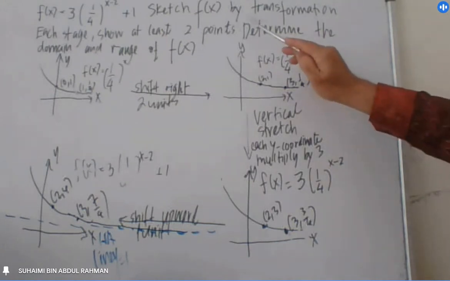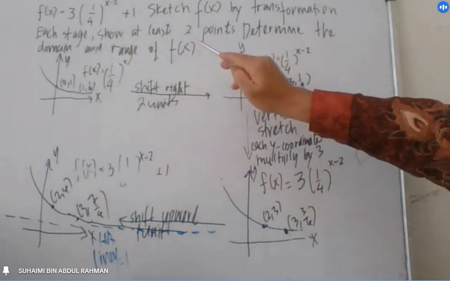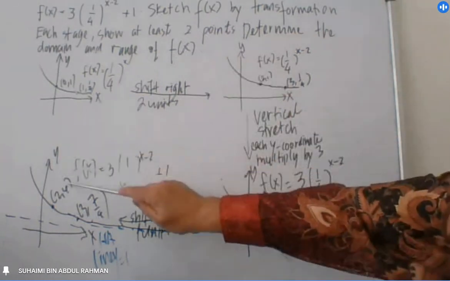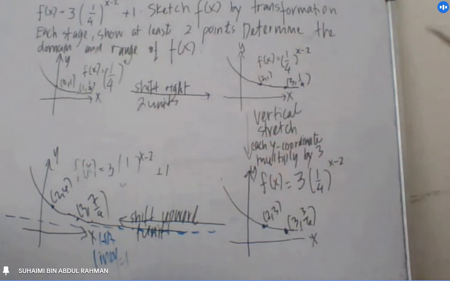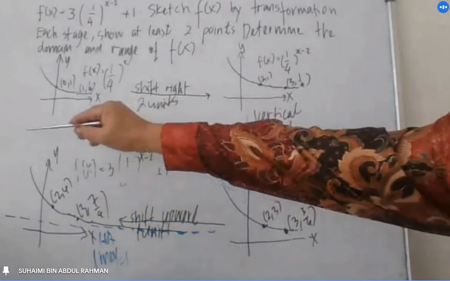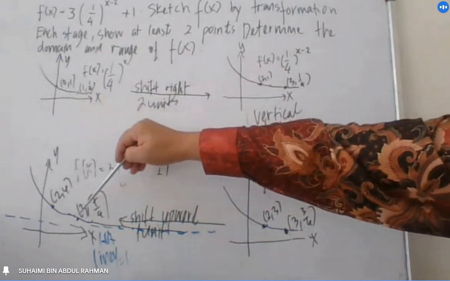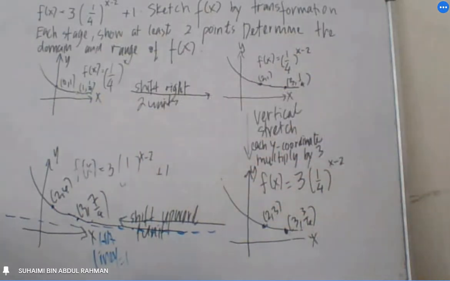Then the last part is to determine the domain and range of the function. This is our function now. What is the domain of this function? Negative infinity to infinity, because it comes from we don't know where, minus infinity, and finishes where? We don't know.